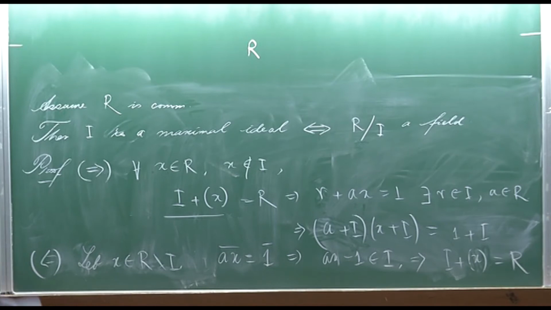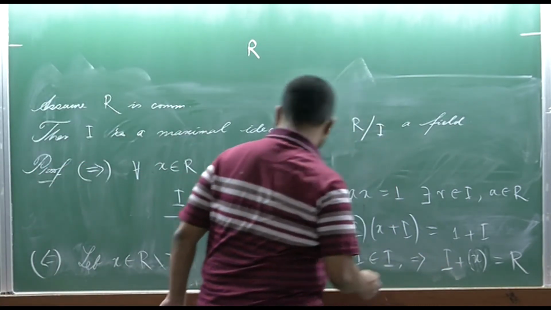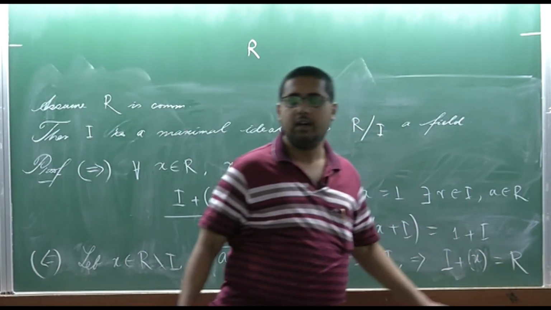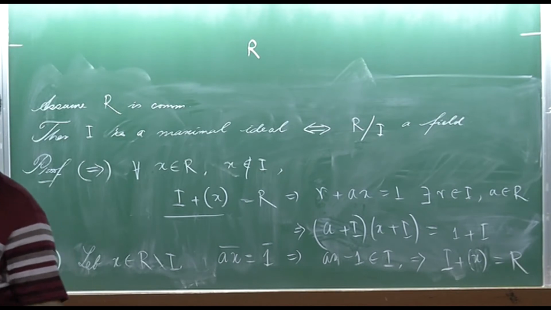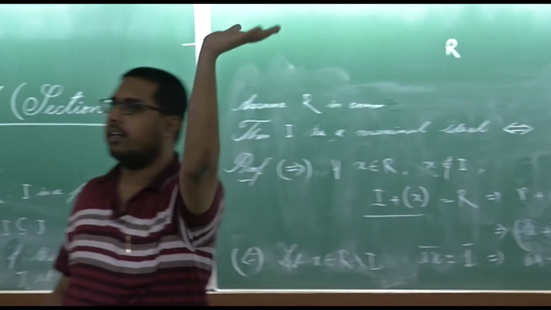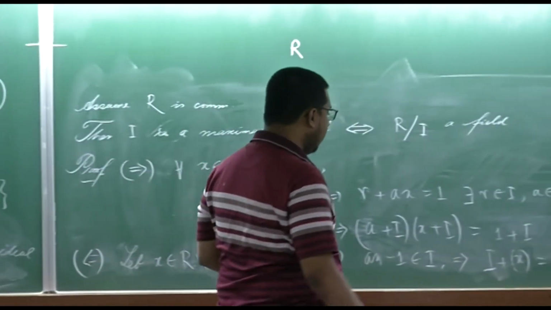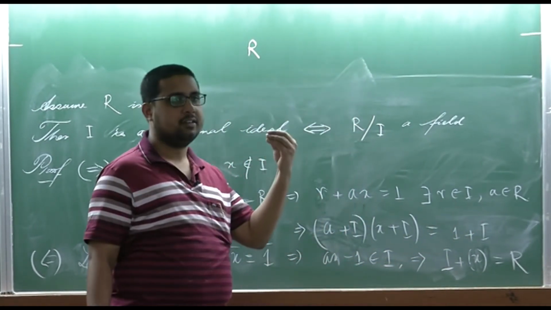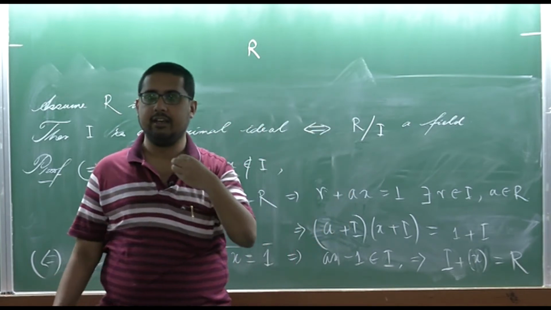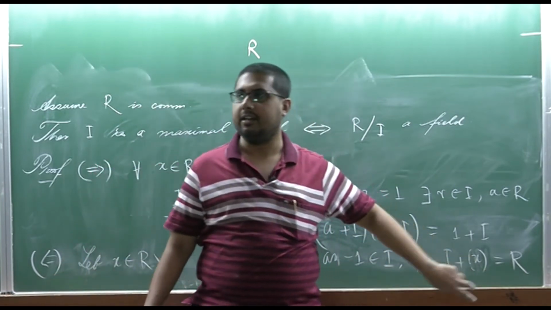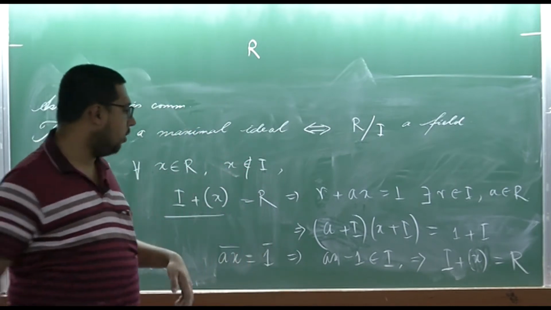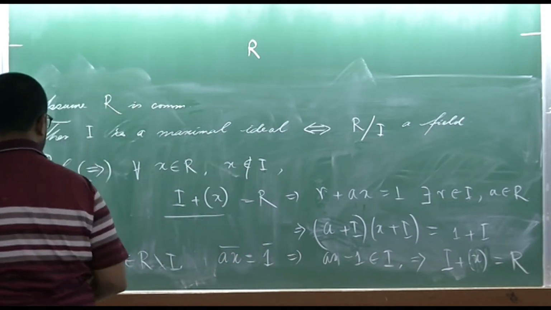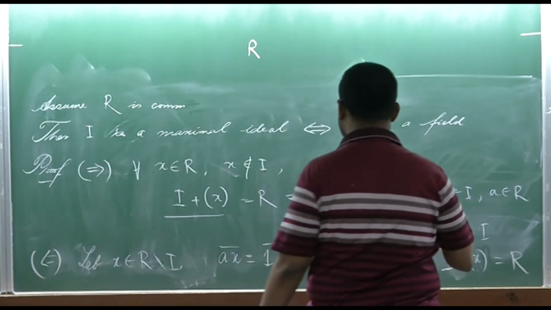What I am saying is, it is enough to show that for every x this is R in order to show I is a maximal ideal, because if there is any ideal J containing I properly, then for every x lying in J but outside I, this will be an ideal containing I properly, and now once it is guaranteed that this is going to be R, that forces J to be R, alright. So, this is very crucial.